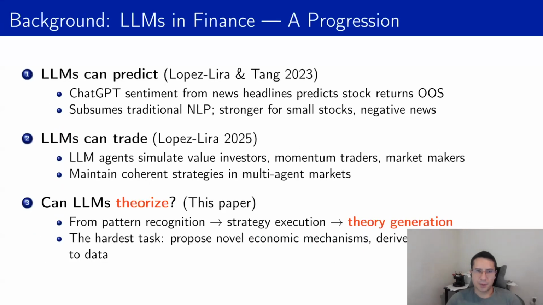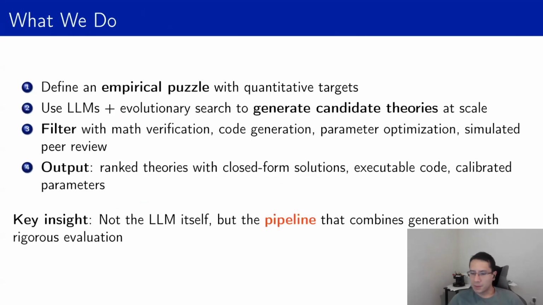The background, briefly, is that LLMs can predict stock price movements based on news. They can trade, as in another paper, and then in this paper, can they make theory? Theory generation is one of the hardest parts. What we'll do is take advantage of empirical puzzles. In economics and finance, usually you have a set of empirical facts that you want to explain, and you're lacking a formal theoretical model of what can generate that.